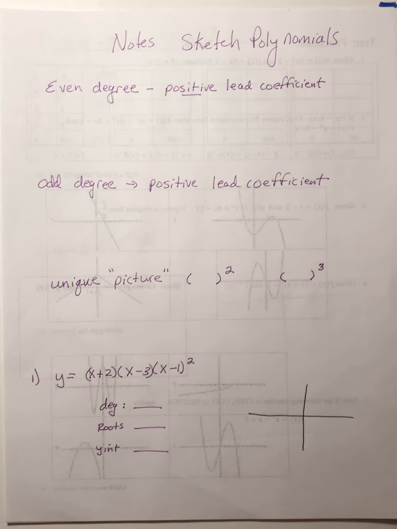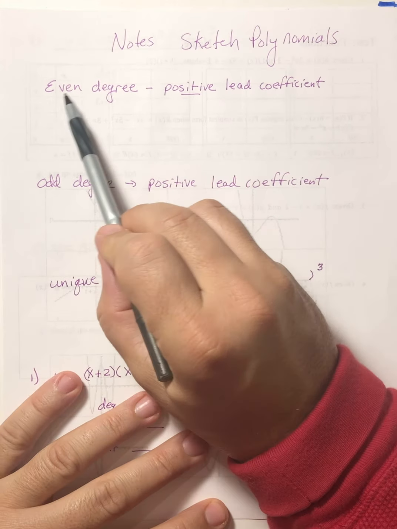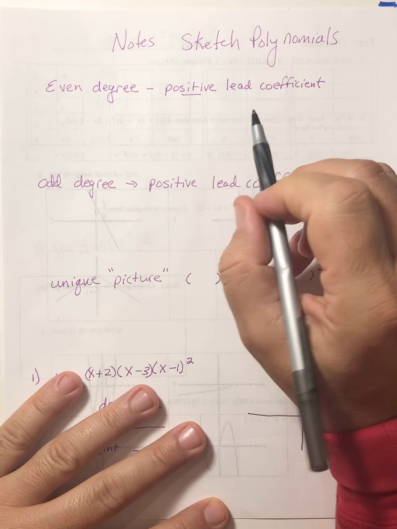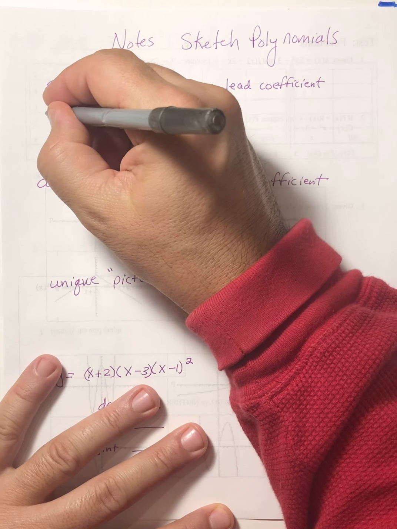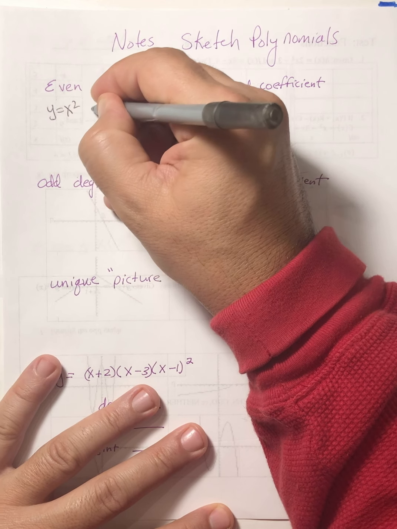Okay, pre-calc fans, today we're looking at sketching polynomials. So some stuff that we have to remember from last year when you did this in Algebra 2. Okay, all even degrees with a positive lead coefficient, those look like this. Think about a parabola. Remember, y equals x squared are these things.